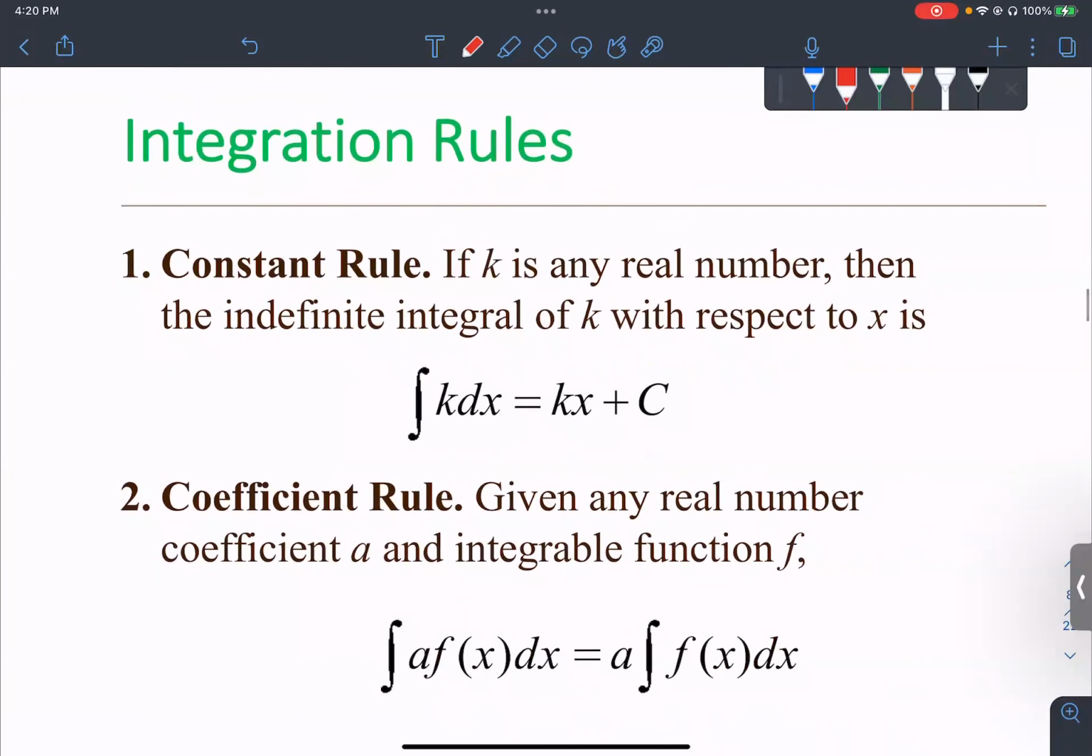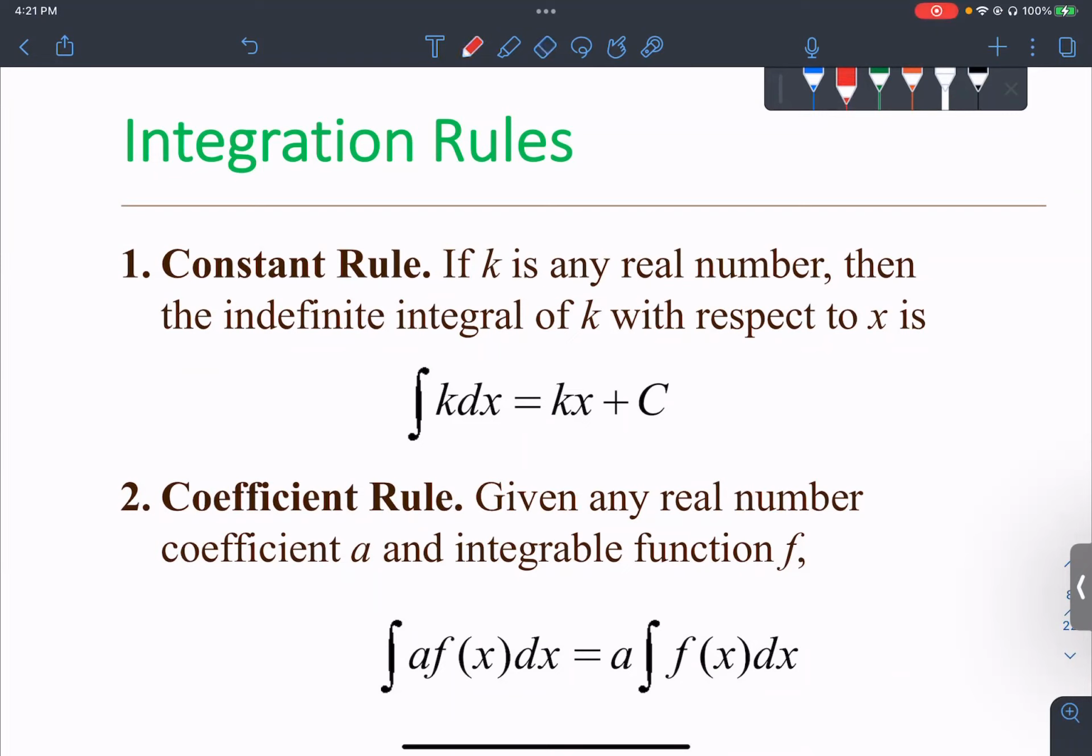So we have 4 basic rules that we will be using for the antiderivative. And as we go on, we add more formulas or more rules. However, those rules will still be integrated with these integration rules. So the first one is the constant rule. The constant rule states that if k is any real number, then the indefinite integral of k with respect to x is kx plus c.